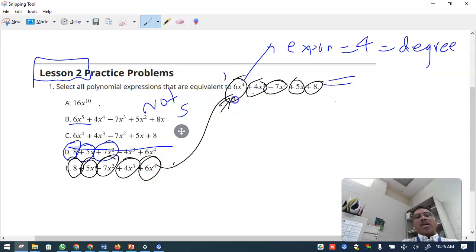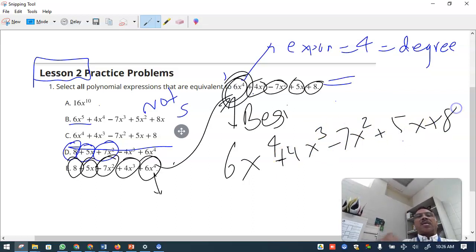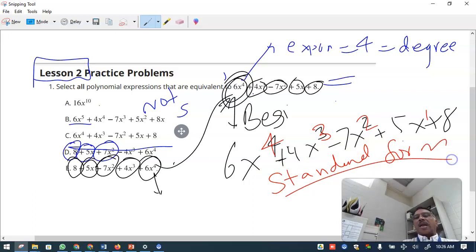So the order doesn't matter whether 6x raised to 4 is in the beginning or last. But when you write this with the degree in the beginning and then in descending order of the exponent, this is a quartic polynomial because there is a power of 4, and then comes 3, then 2, and 1. So this is called the standard form to write polynomials. Let's go to the next one.